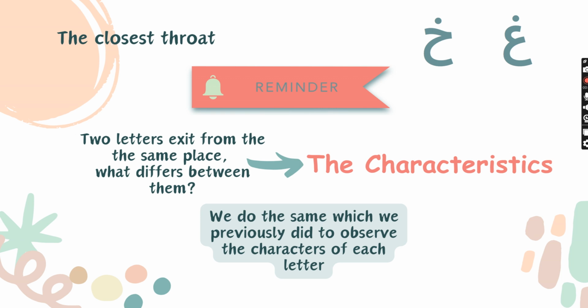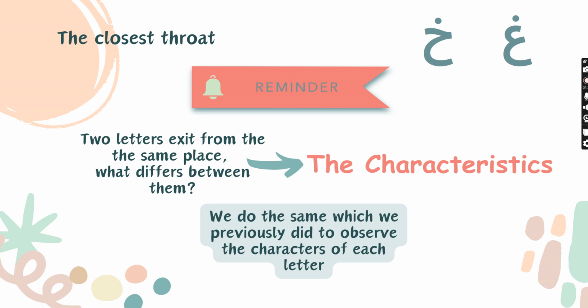The hamza and the ha, they exit from the furthermost. The ayn, then ha, they exit from the middle throat, and then we have the ghain and kha, they exit from the closest throat. And as a reminder, we have 2 letters that exit from the same place. Again, the same question. What differs between them? Their characteristics. This is the difference between them.